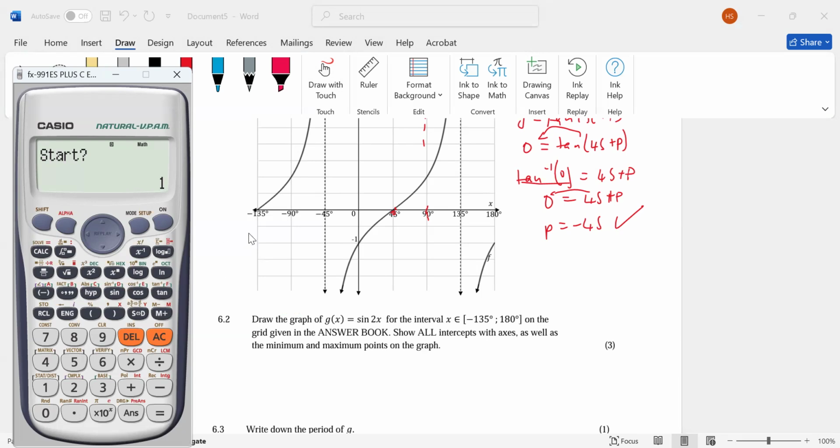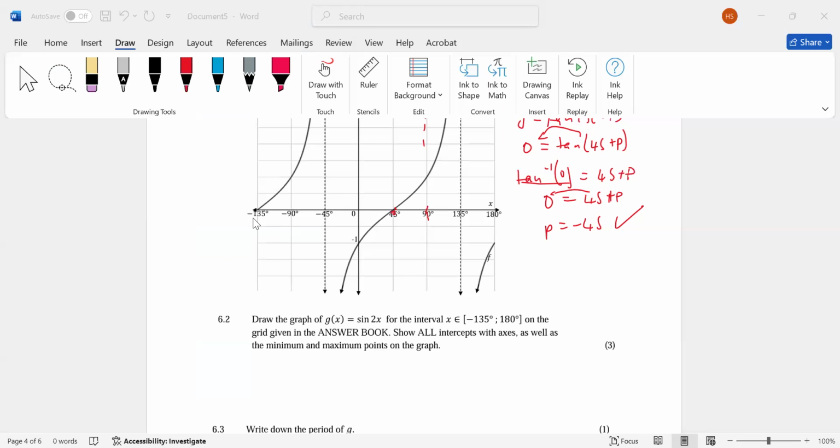Start at minus 135, and end at 180. Step, we can use 45. Okay, at minus 135 it is positive 1. So this is 0.5, this is 1.